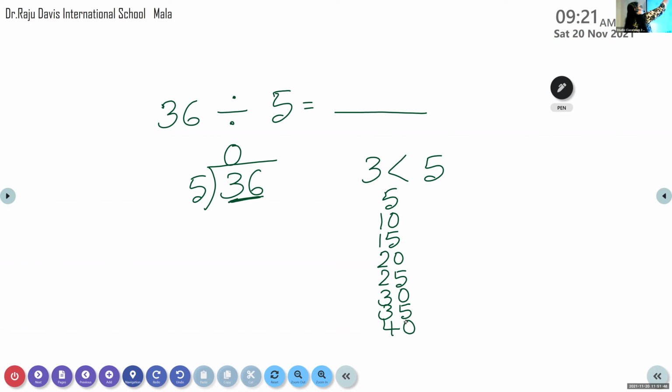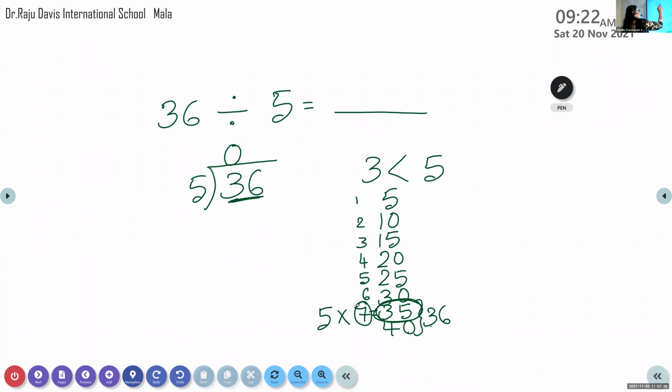Now check: 36 lies in between which two numbers? It lies between 35 and 40. Now 40 cannot be taken because it is bigger than 36. So 35 is to be taken. 5 ones are 5, 5 twos are 10, 5 threes are 15, 5 fours are 20, 5 fives are 25, 5 sixes are 30, 5 sevens are 35. So 5 into 7 is equal to 35.